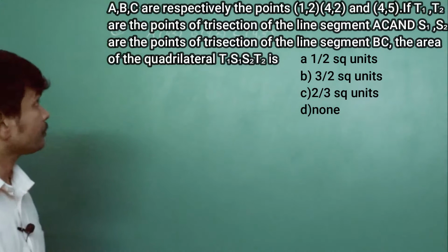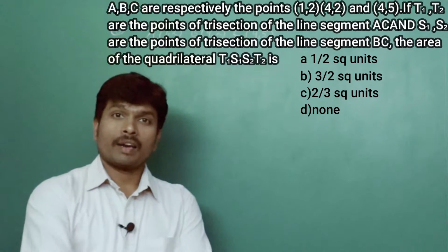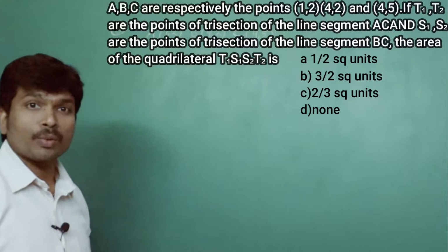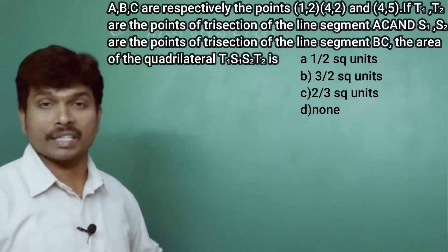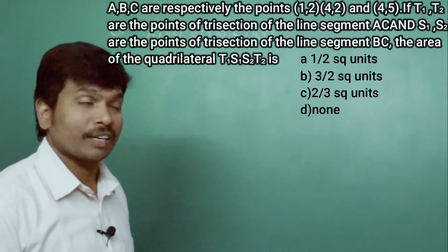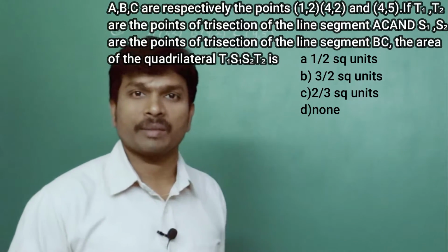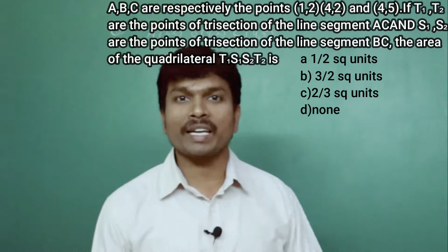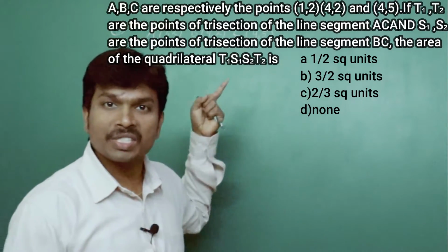Observe this problem. A, B, C are any 3 points in the plane, and T1, T2 are the points of trisection of the line segment joining A and C, on AC. S1, S2 are the points of trisection of BC, that are the points of trisection on BC. Then find the area of the quadrilateral formed by T1, S1, S2, T2.